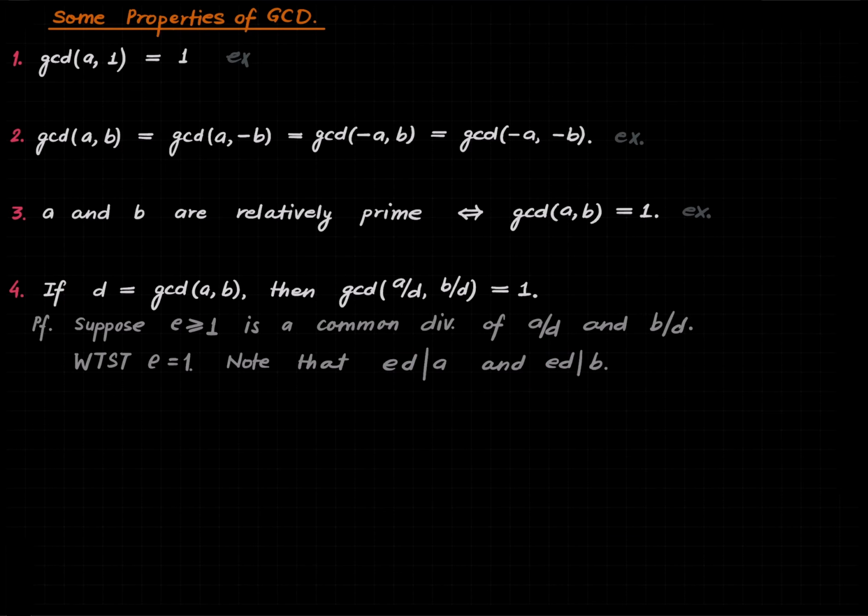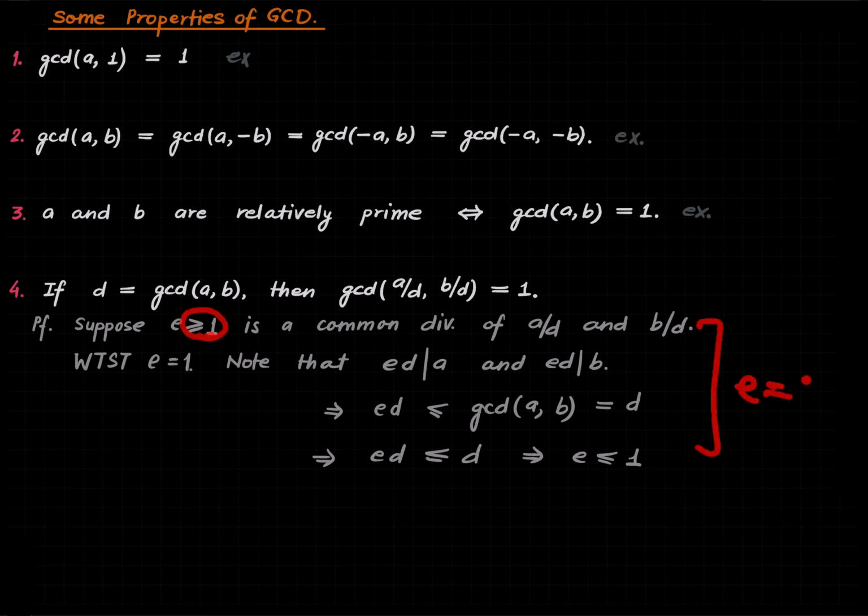Right? So this implies ED, being a positive common divisor of A and B, is at most the GCD of A and B. Because GCD of A and B is the greatest positive common divisor. But GCD of A and B is D. So this implies that ED is at most D, which implies E is at most 1. But E was already at least 1, so this whole reasoning shows that E is equal to 1, and that is what we wanted to do. It's a very simple reasoning, but I did it in full.